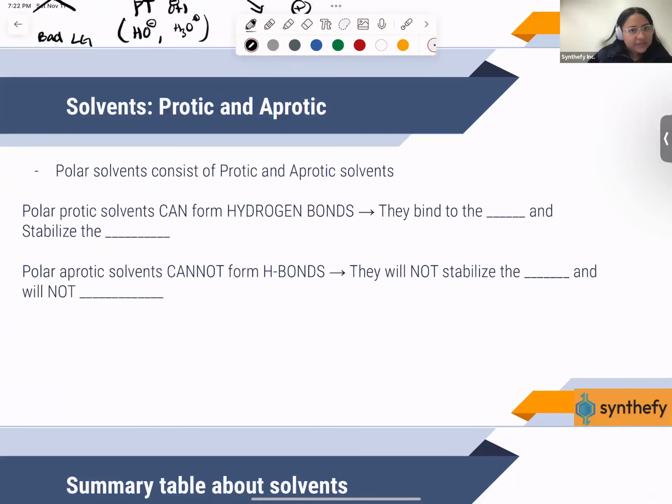Now let's look at solvents. Polar solvents consist of protic and aprotic solvents. Now, what does this mean? Polar protic solvents, or these are polar solvents, as we just said, can form hydrogen bonds. They bind to the nucleophile and they stabilize the electrophile. So what does this mean? Well, it means that polar protic solvents, they love a similar reaction.